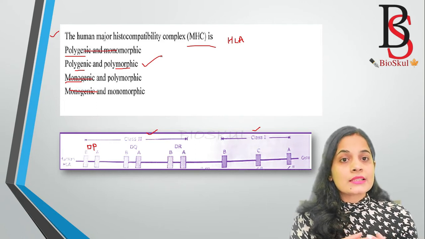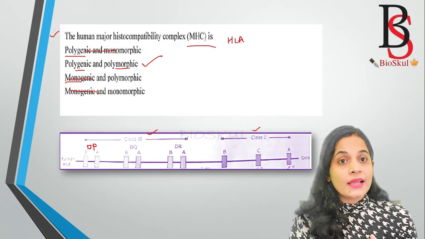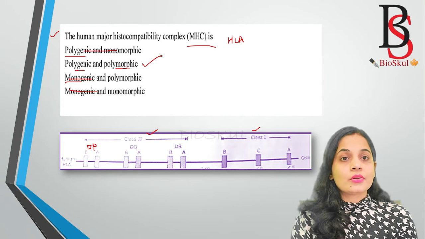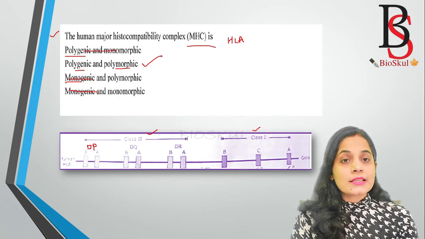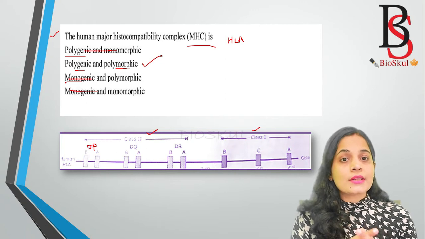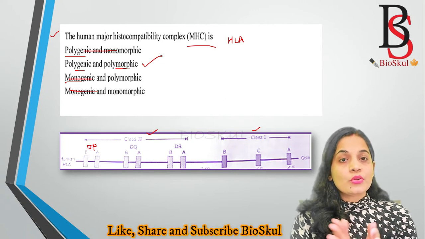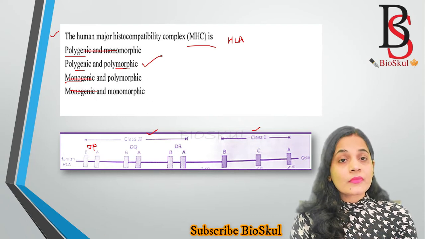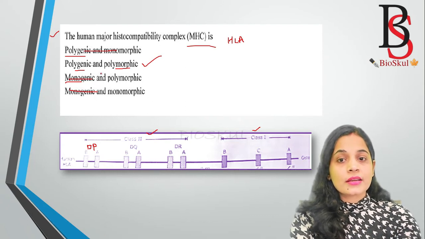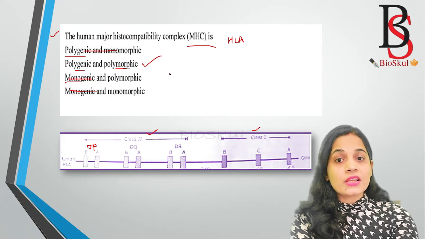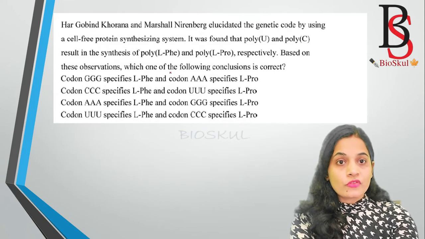During organ transplantation, it is highly essential to match the MHC, otherwise that will lead to rejection. During organ transplantation, it is highly essential to match the MHC between the donor and the recipient, otherwise that will lead to rejection of organs. So the MHC molecule is polygenic, and also polymorphic.